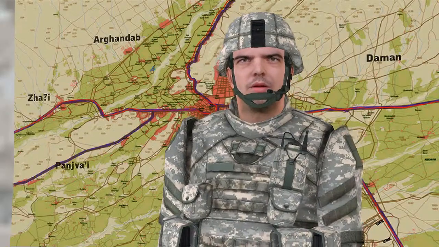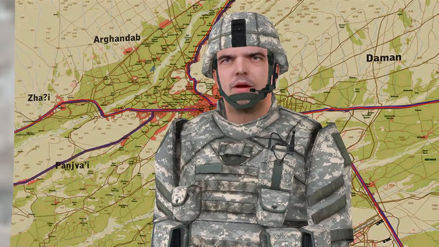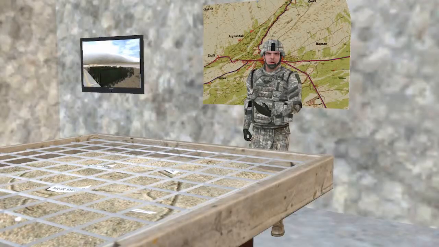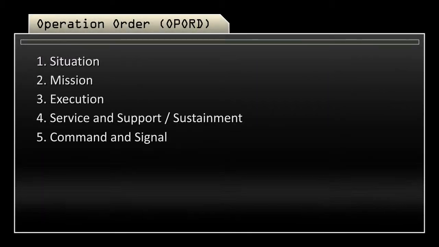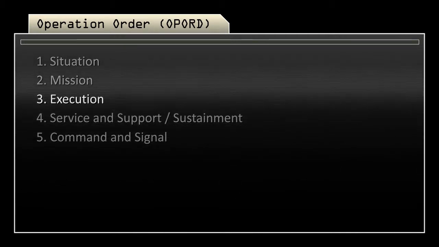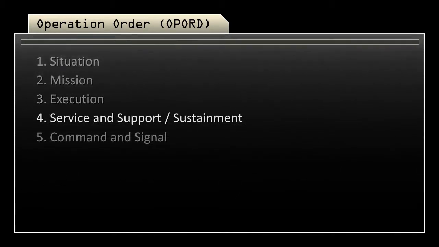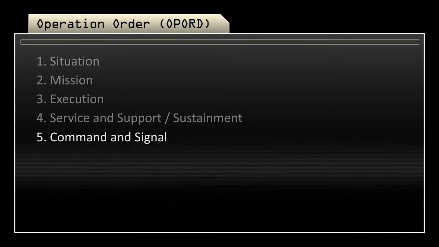Now it's time to issue the order, or conduct the convoy brief. This is Step 7. Small unit orders are normally issued verbally and supplemented by graphics and other control measures like you see here in this room. The order follows the standard 5-paragraph OPORD format: situation, mission, execution, service and support, which is now called sustainment in accordance with FM 5-0, and command and signal.